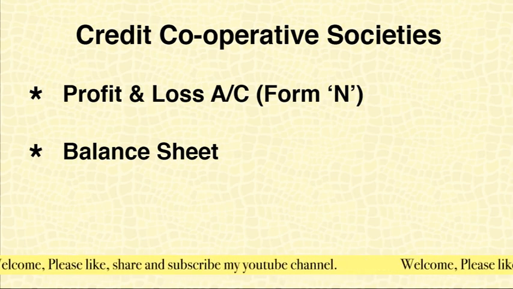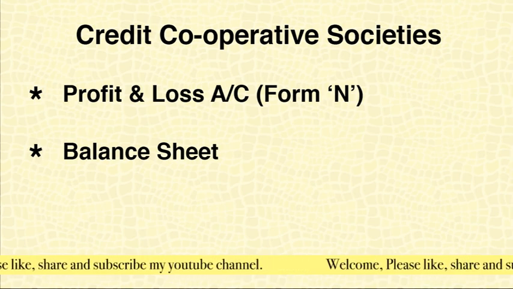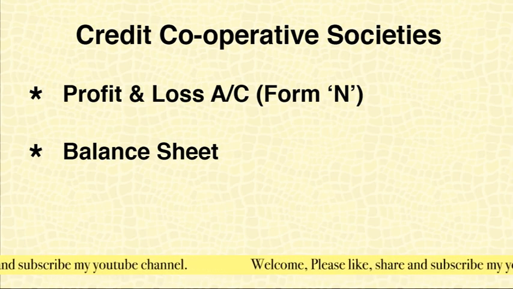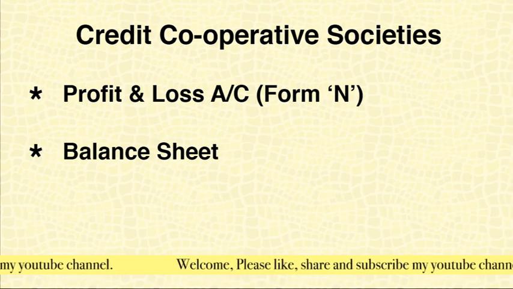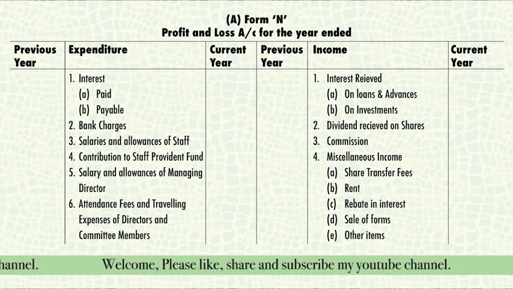Now we know that there are two accounts in the credit cooperative society. Form N is considered to be the profit and loss account, and you have to write it for the year ended in that. The format is there. You have to study that format perfectly, and accordingly you have to transfer the amounts. There are two columns, expenditure and income.